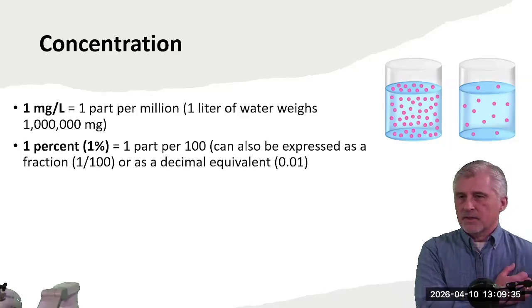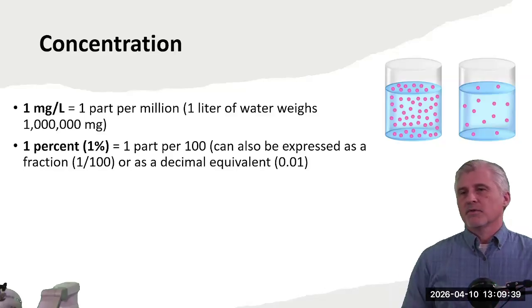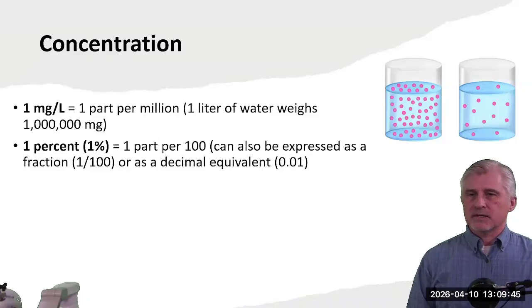We could talk about things in percentages. A percent is 1 part per 100. It can be expressed as a fraction. It can be expressed as a decimal. But when we talk about percentages, it's typically taking that decimal and multiplying it by 100 to get what the percentage is.